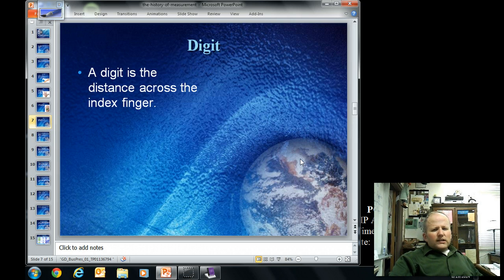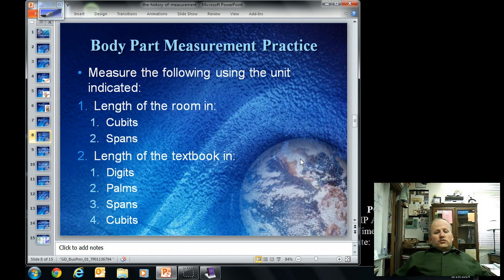Well, a really great thing about that system is you always have the tools with you. You always have your arm and your hand and your fingers. That is a system that you are always carrying with you. So if you need to measure how many cubits a table is wide and long, perfect. I got my cubit right here. And we could measure this stuff like that. And tomorrow in class, I may have you measure the length of the room in cubits and spans.